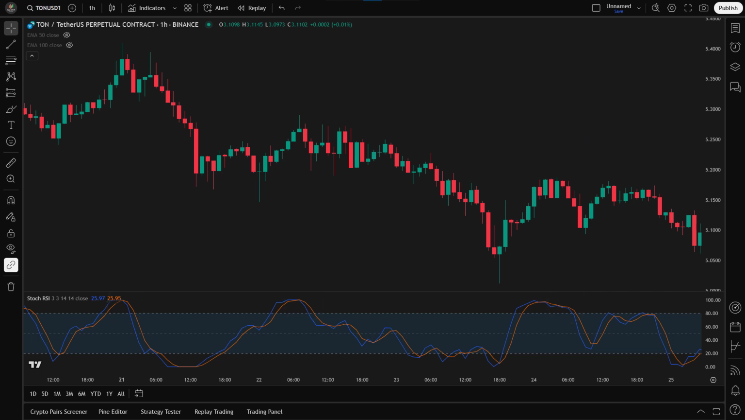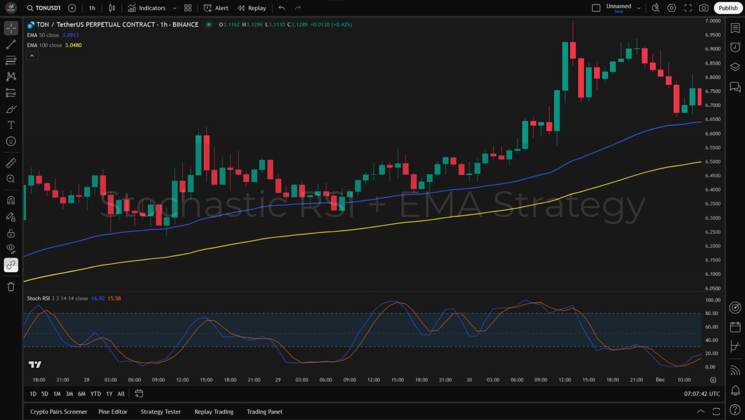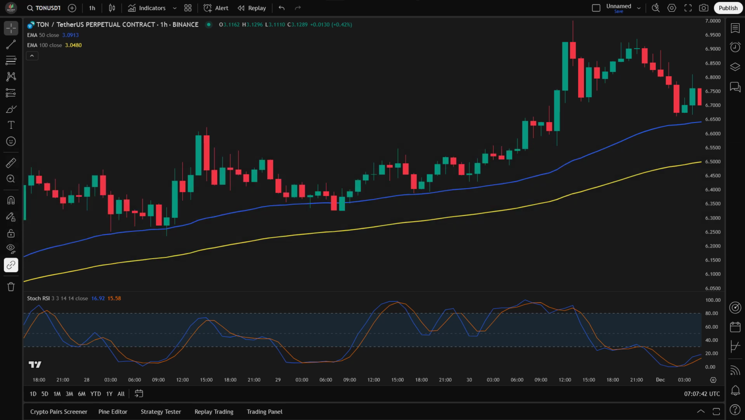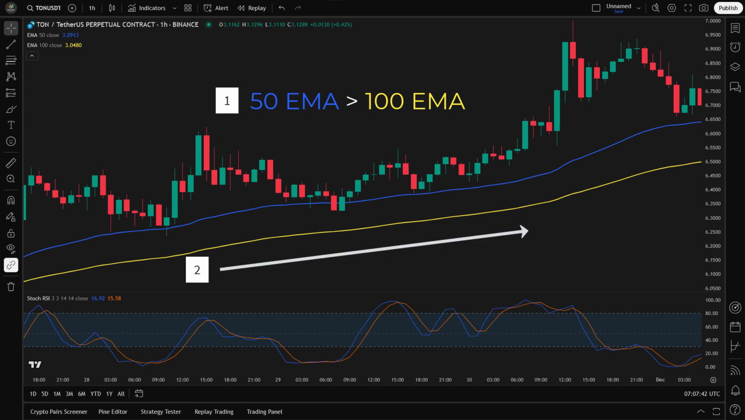Now that we understand the key indicators in our strategy, let's dive into how we can apply them to analyze trends and generate trading signals. To enter a long trade, all of the following conditions must be met. 1. The 50 EMA is above the 100 EMA, indicating a bullish trend. 2. Both EMAs are sloping upward, confirming upward momentum. 3. The gap between the 50 and 100 EMAs is widening, signaling increasing trend strength.